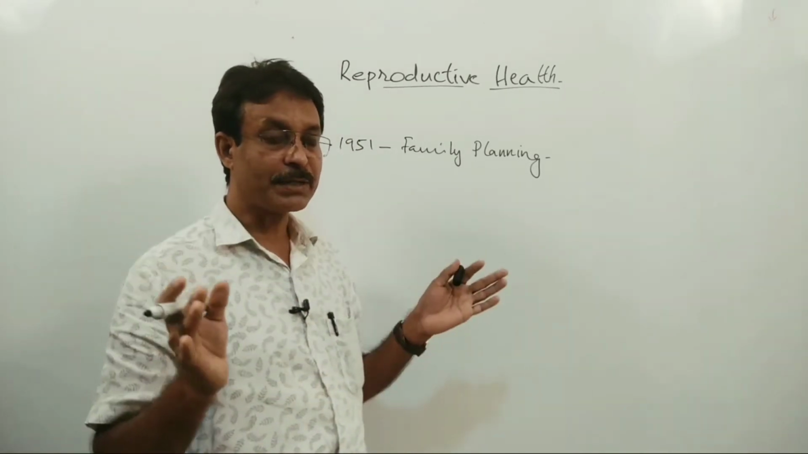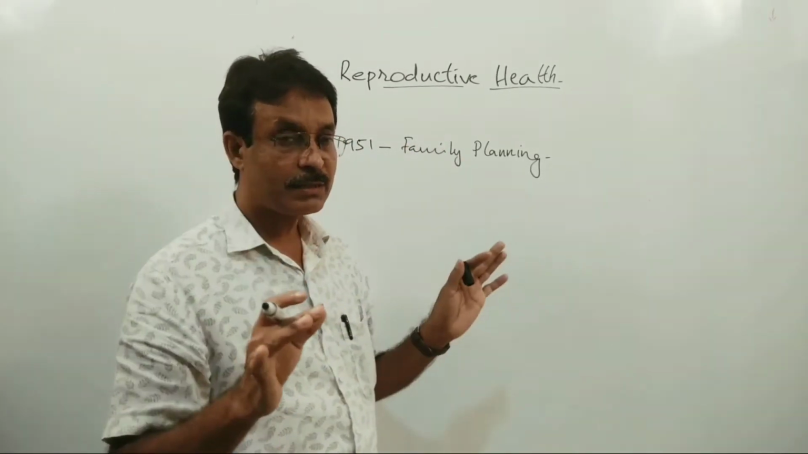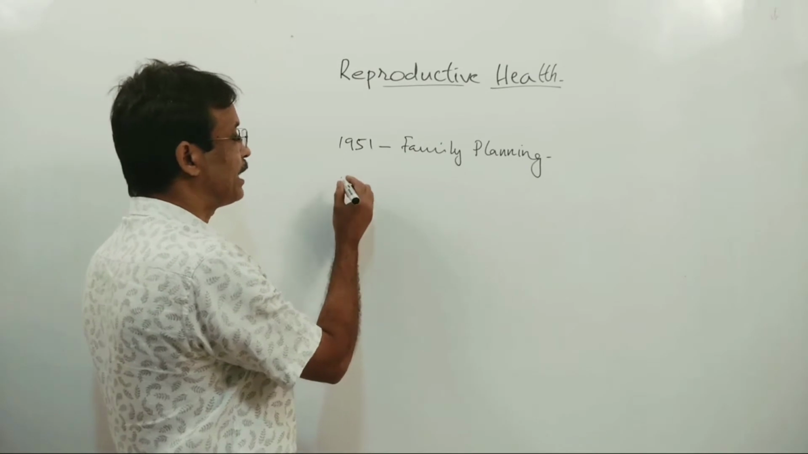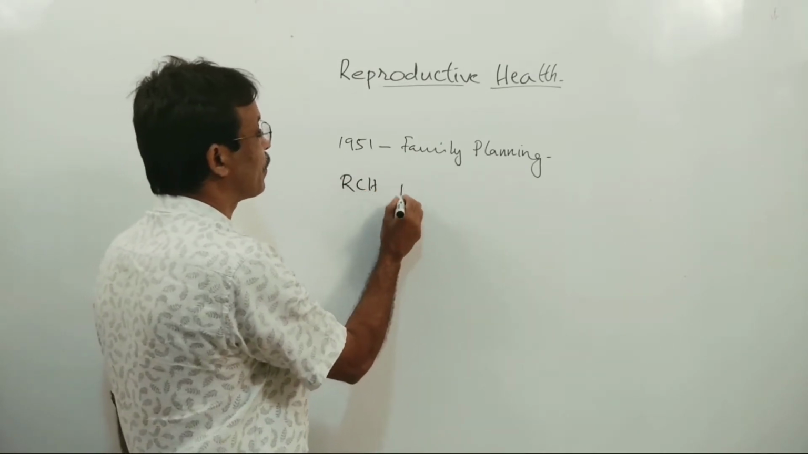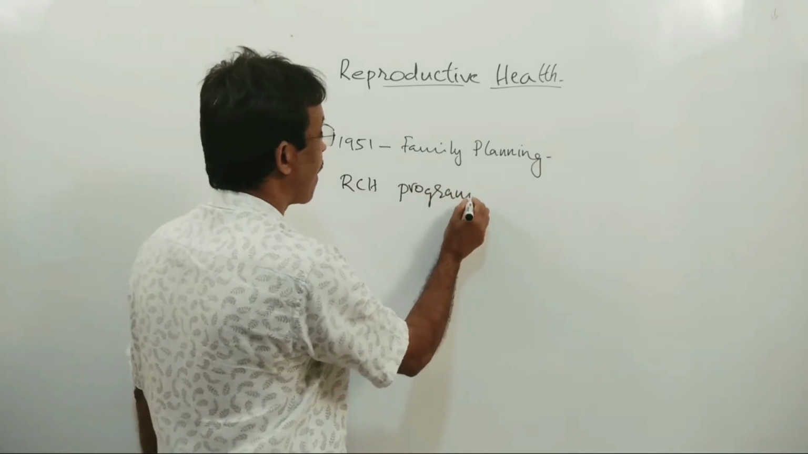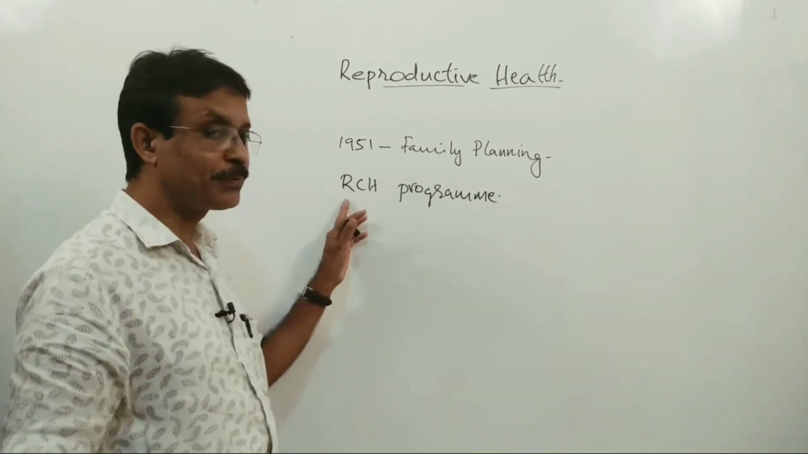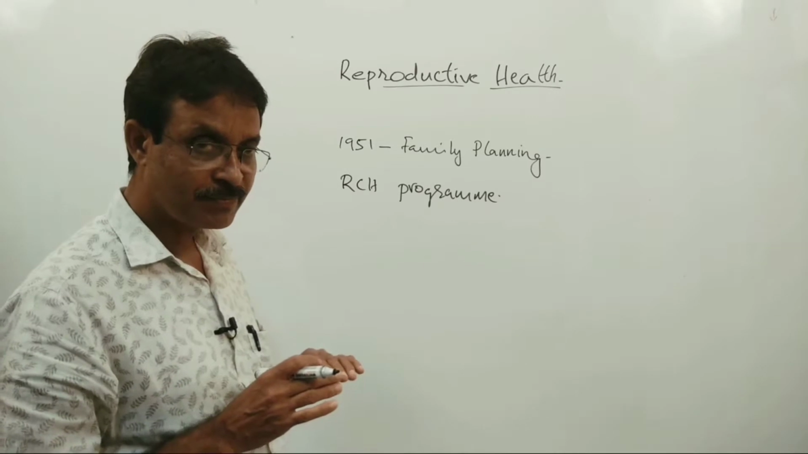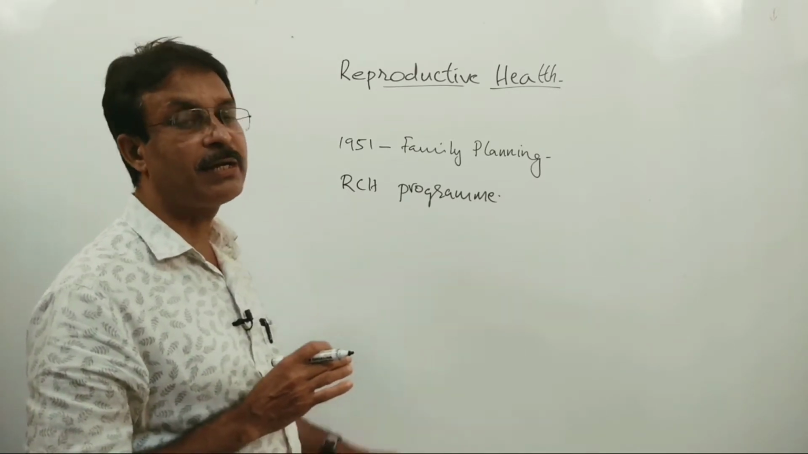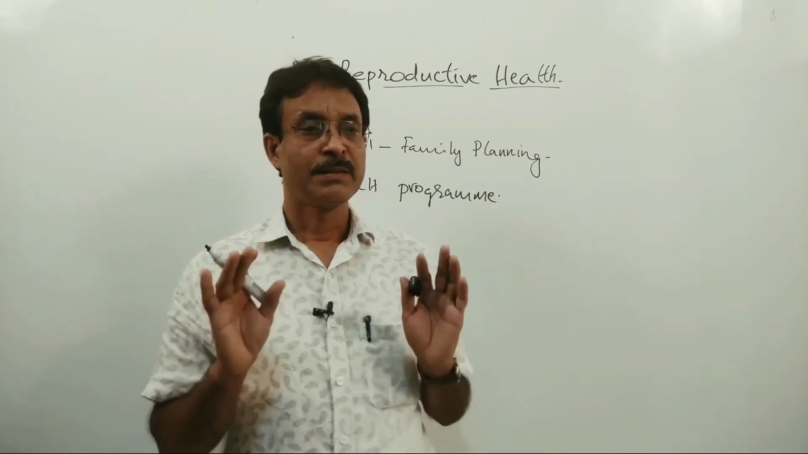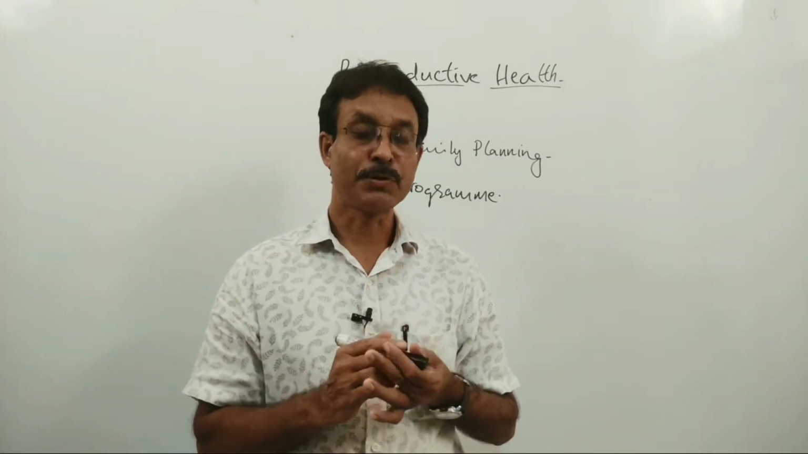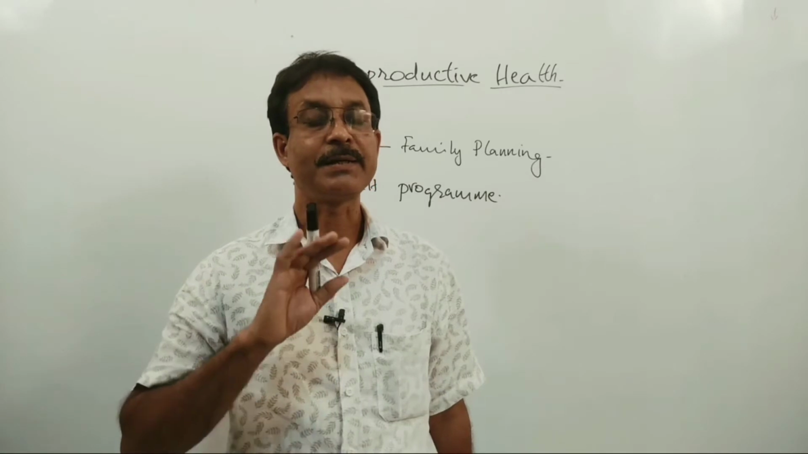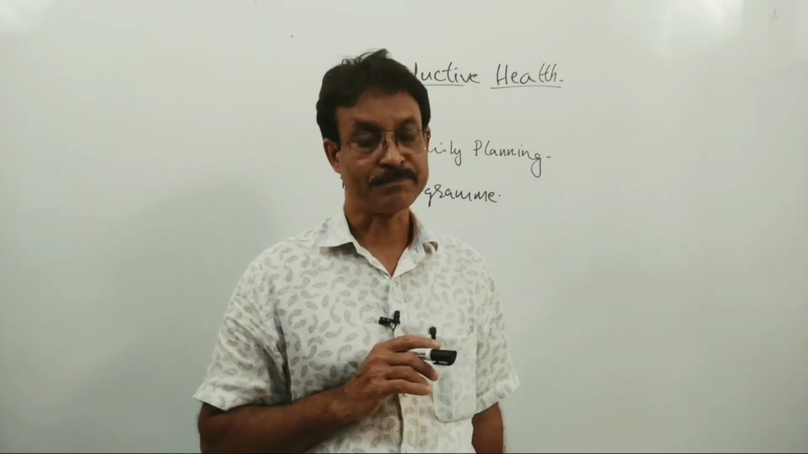Therefore, including a wide range of the program, this is renamed as the RCH program, that is Reproductive and Child Health Care Program. So what is the full form of RCH? Yes, Reproductive and Child Health Care Program. Creating awareness among people and providing facilities and support to the society are the tasks under this program.